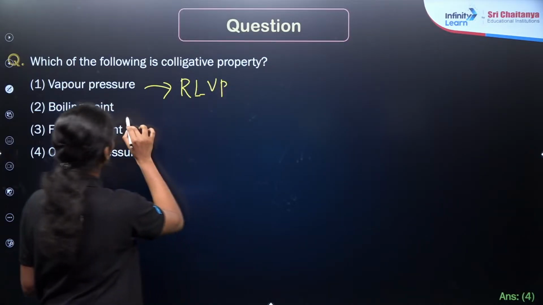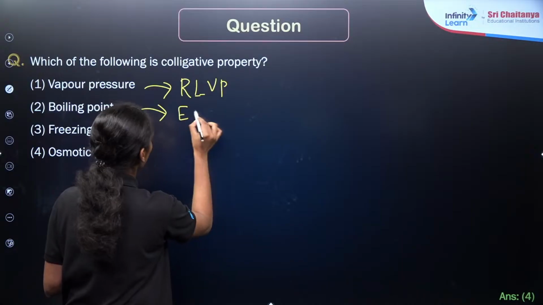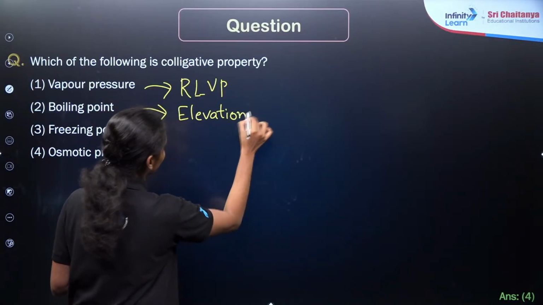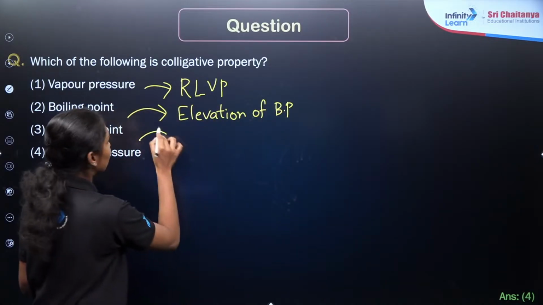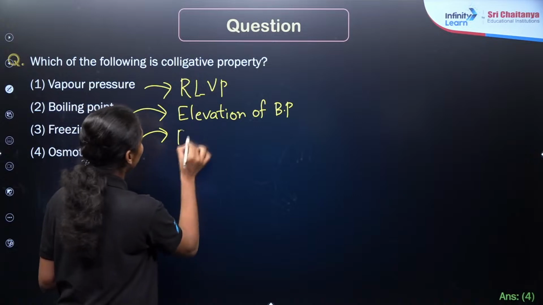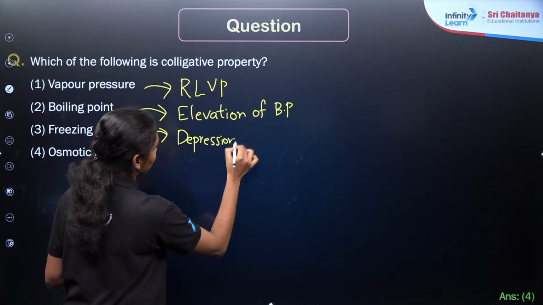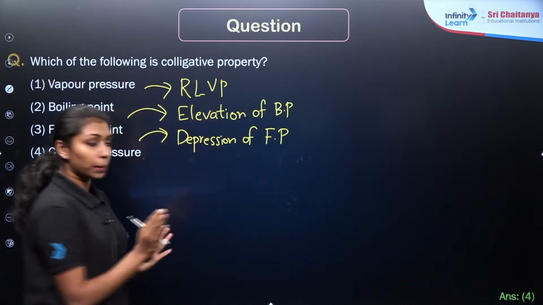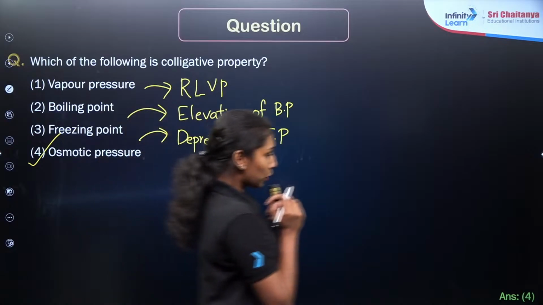Then, not the boiling point, but the elevation of boiling point of the solution, right? Then the next property, which we are going to discuss in the next class, is the depression of freezing point of the solution. Then the last one, osmotic pressure, which is given as the correct answer here, option 4. I hope it is clear for everyone.